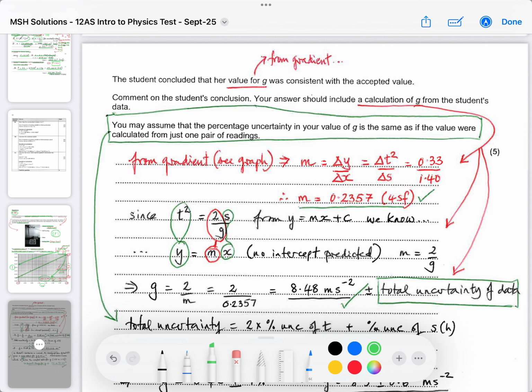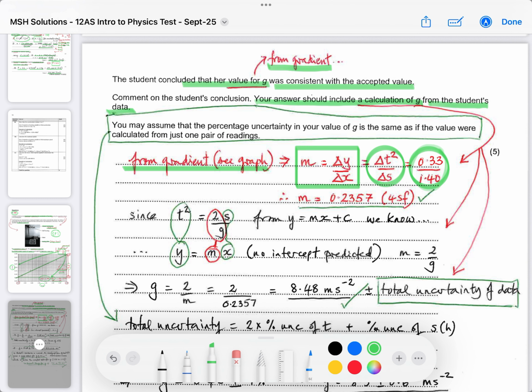The student concluded that her value for g, which must be from the gradient, was consistent with the accepted value for g, which would be 9.81. Okay? Comment on the student's conclusion, but your answer first should include a calculation of g from the student's data. Yeah? So in other words, from the gradient. So from the gradient of the graph, which I showed you just now, you can show that the gradient is delta y over delta x, which in effect is delta t squared over s, which will give you this value. So the gradient calculation is just maths, and again, I've shown it to 4 significant figures.